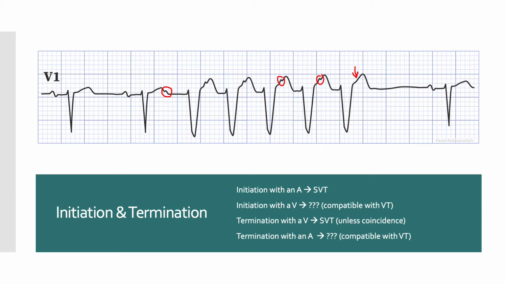Now, termination with an A would generally be compatible with SVT and VT. For those who are interested, it only rules out AT. However, we generally say termination with an A is compatible with VT, and for the most part, probabilistically, this will be VT.